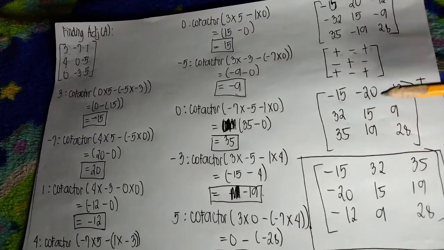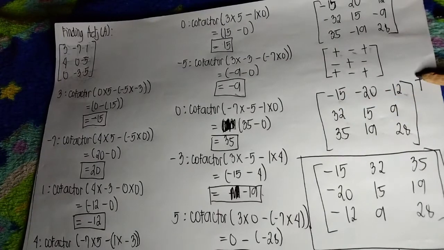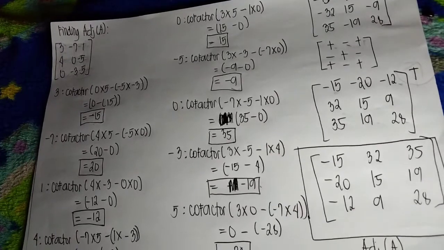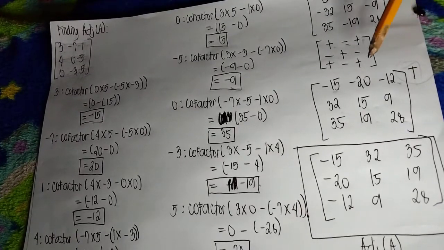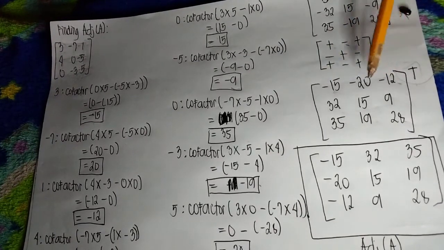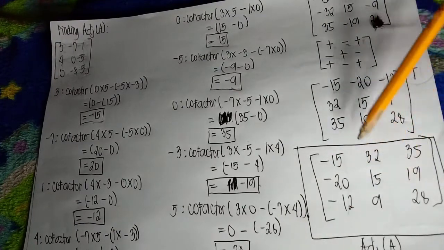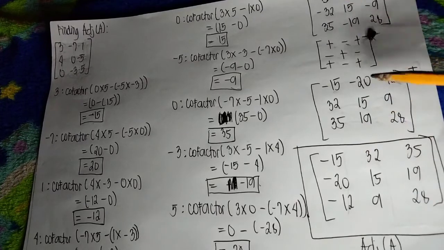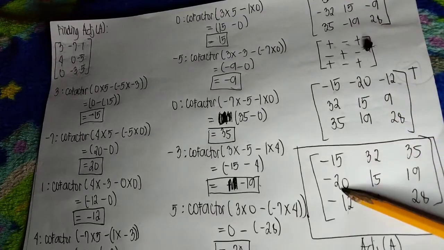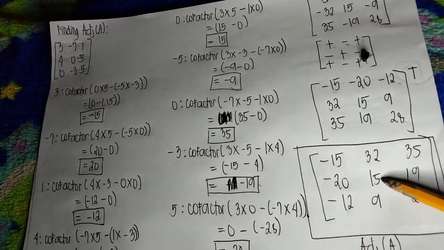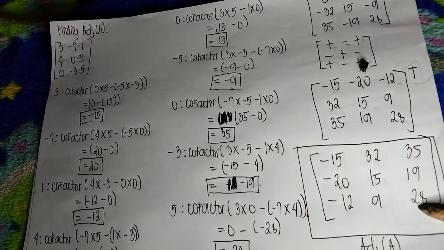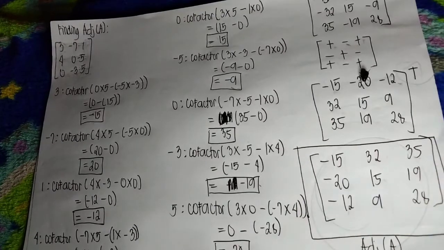Yung answer natin is kailangan pa natin i-transpose. So, nilagyan natin ng T dito para i-transpose natin yan. Sa pag-transpose natin, yung first row natin ay magiging first column. Yung second row, second column, third row, third column. So, negative 15, negative 20, negative 12, 32, 15, 9, 35, 19, 28. So, ito na ang ating adjoint.